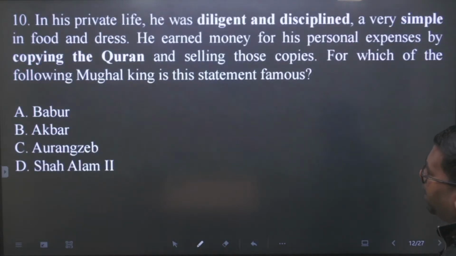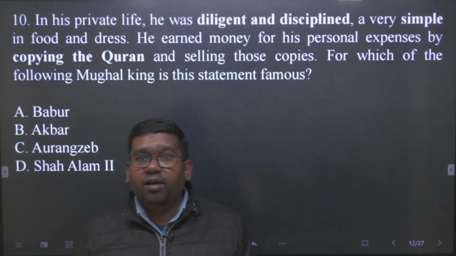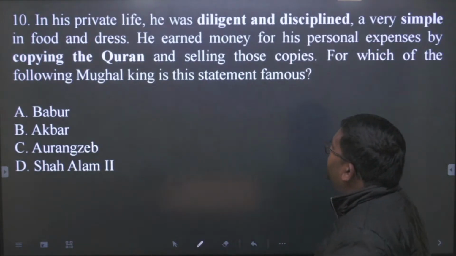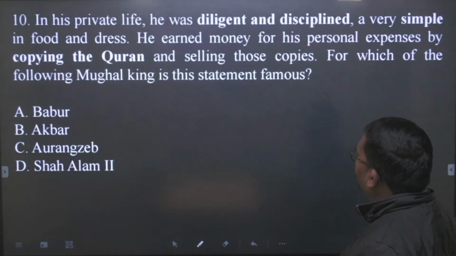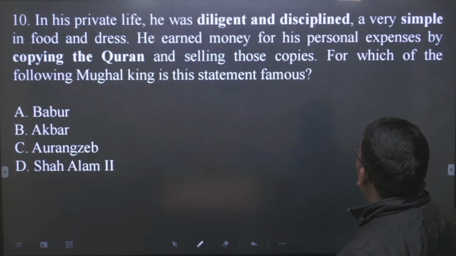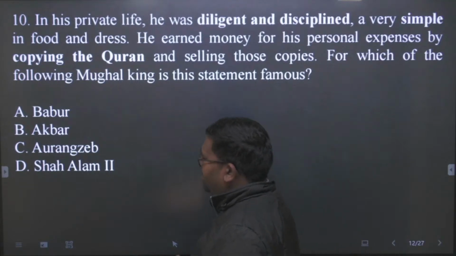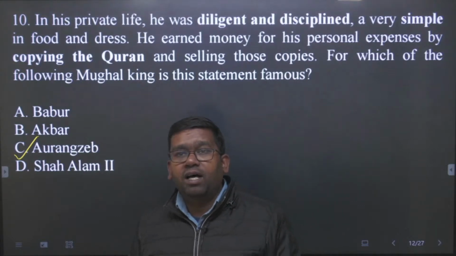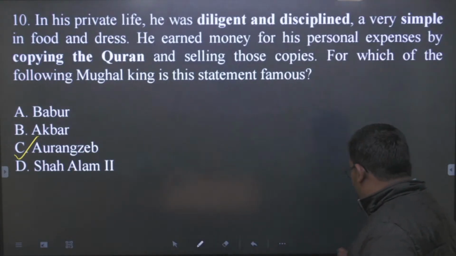In the next question, question 10, it is a very interesting story: who is this simple king? In his private life he was diligent and disciplined, very simple in food and dress. He earned money for his personal expenses by copying the Quran and selling those copies, and he was also making topis. For which of the following Mughal kings is this statement famous? Simply, the answer to this question is none other than Aurangzeb. So C will be the answer. He was diligent indeed.